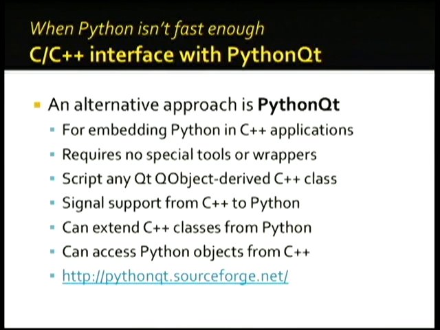Another approach is Python Qt, where what we've done is we've had a Qt application and we've actually embedded Python inside that Qt application. So it's working the other way around. And the nice thing is that Python has access to every object that is derived from QObject inside the Qt framework. So you can start extending C++ classes with Python. You can then push that back down into the C++ layer and have lots of fun interoperably between the two.